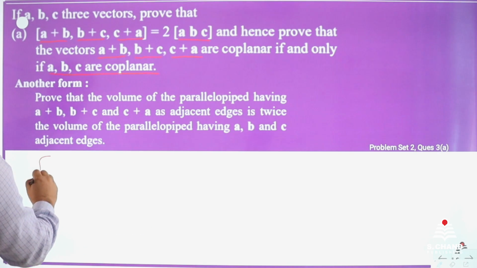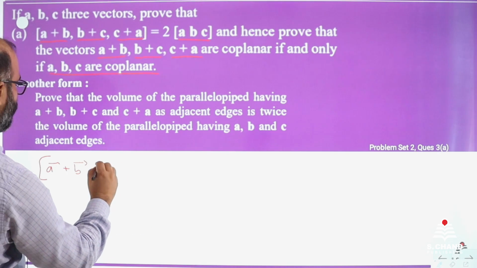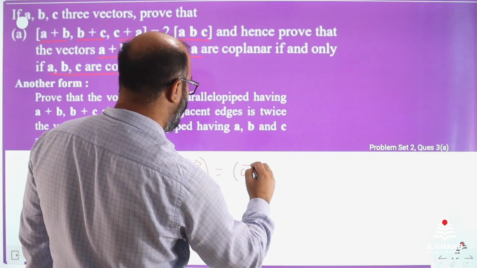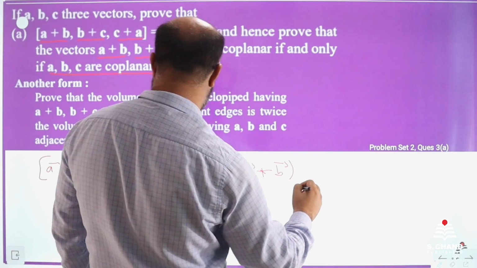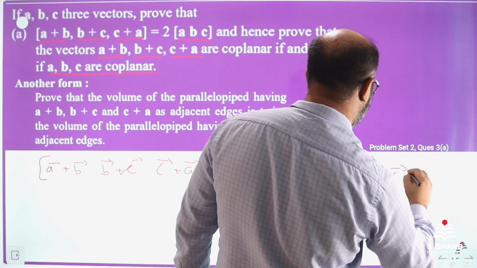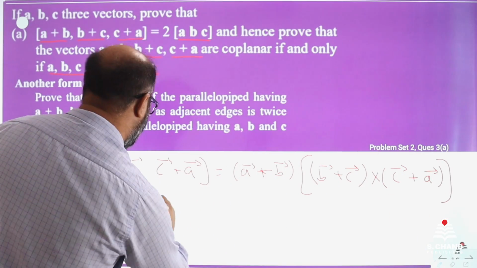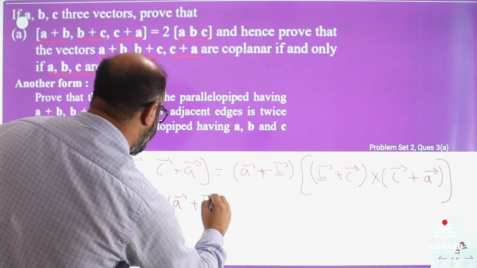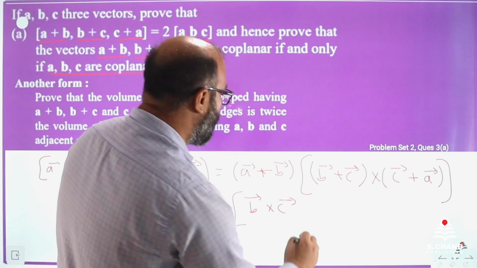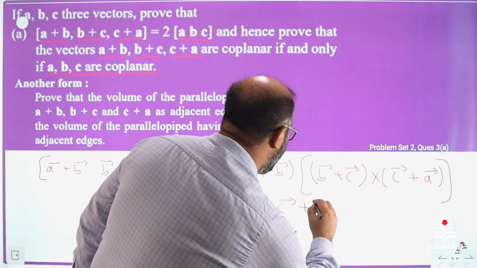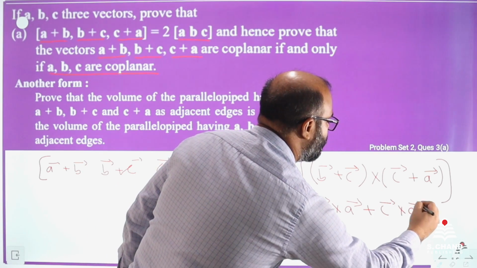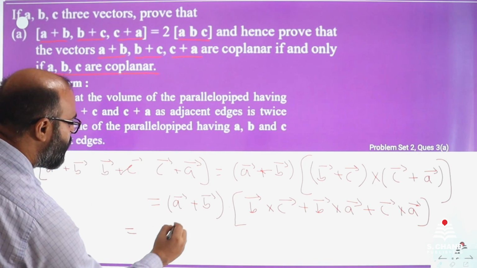So first of all, let us prove the first part. We take the scalar triple product: A plus B dot with B plus C cross with C plus A. Then we have A plus B dot with, now B cross C, B cross A, then C cross C, that will be 0, plus C cross A we will have.